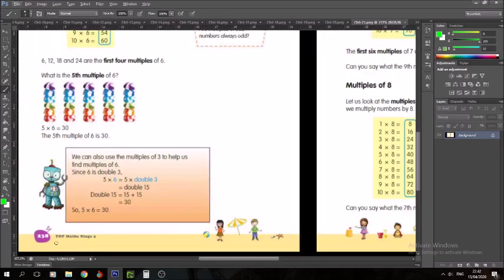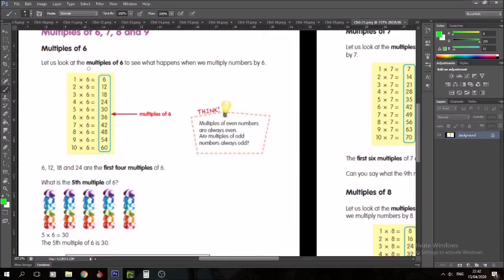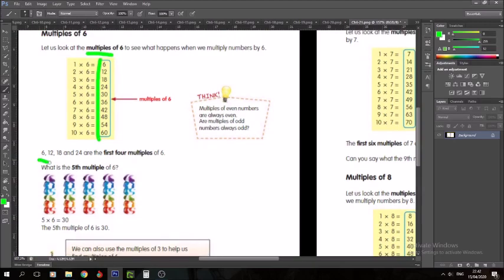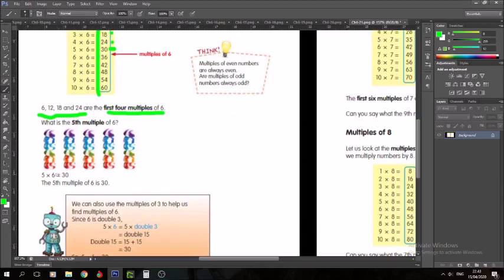Next to page 238. Now this time it's multiples. Multiples of 6. These are called the multiples of 6. So 6, 12, 18, and 24 are the first 4 multiples of 6. 1, 2, 3, 4. The first 4 multiples. What is the fifth multiple of 6? The fifth multiple is this one. 5 times 6 equals 30.